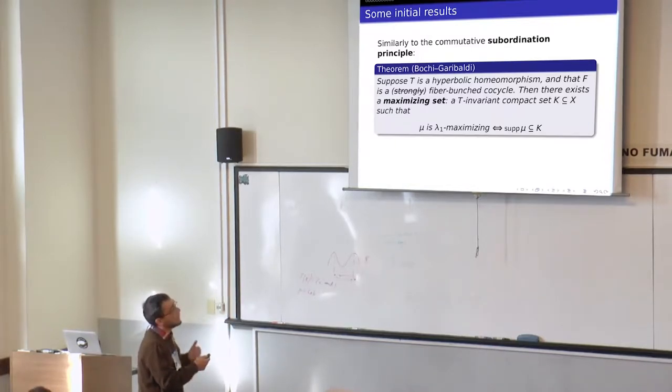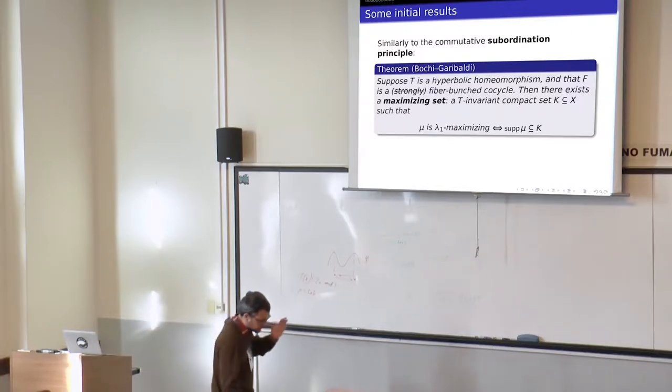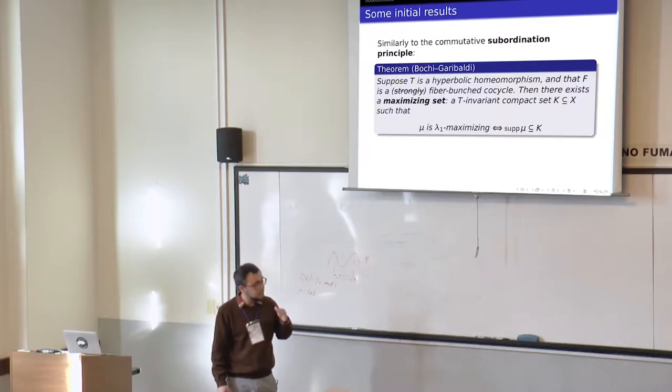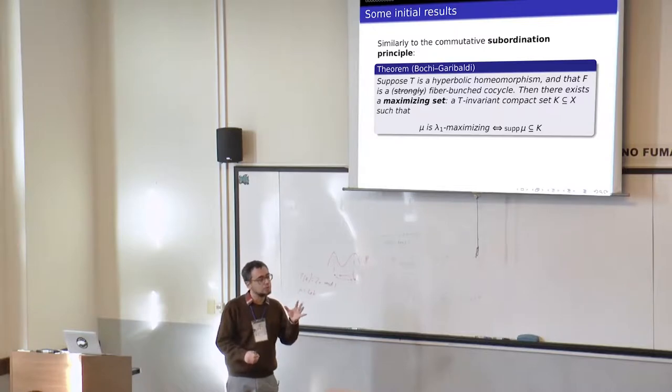As the previous one, this is called the subordination principle. So, as in the classical subordination principle, you need to assume that your dynamics is hyperbolic, and now let's work with what's called a fiber-bunched cocycle. I won't define this, but it's at least a Hölder cocycle, and moreover, it cannot be too big in some sense.